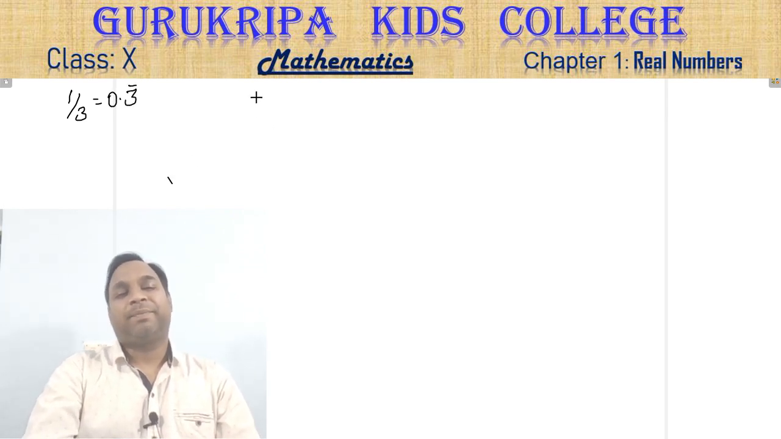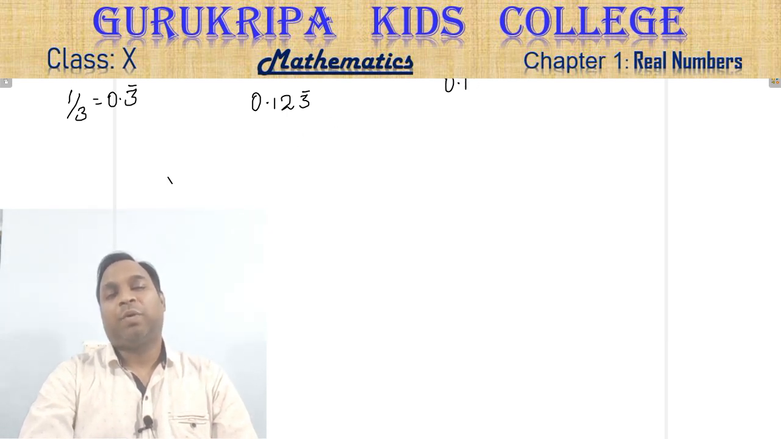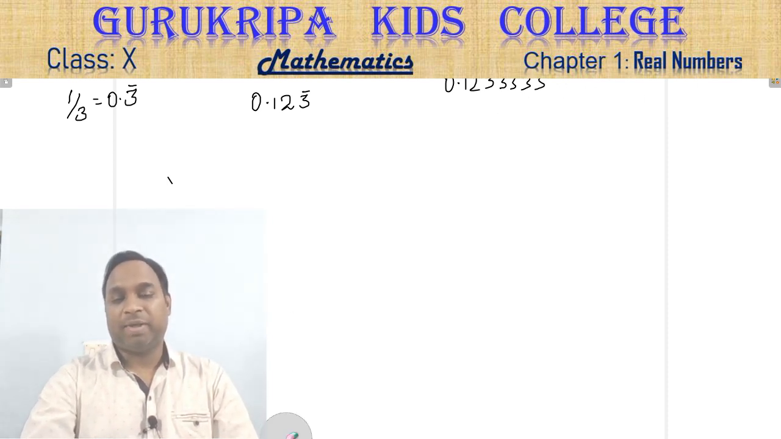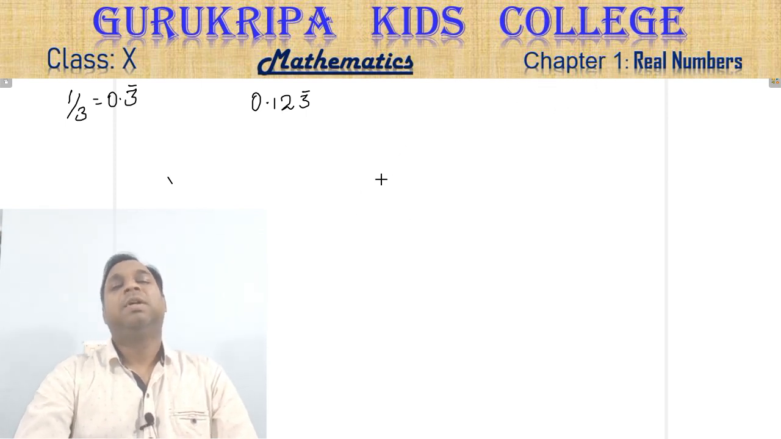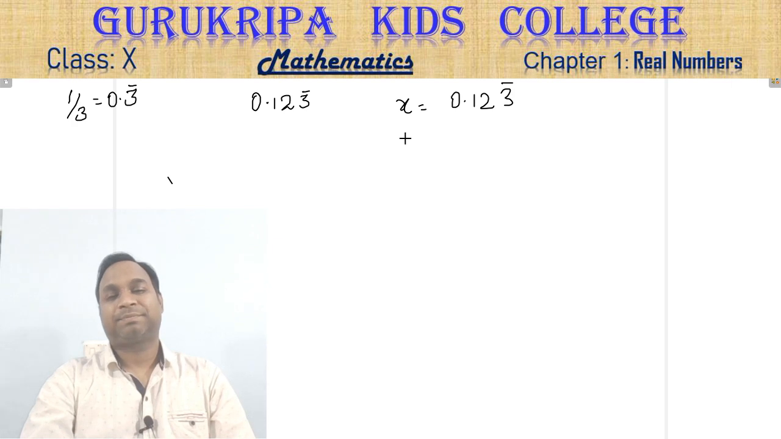Other number, let's take 0.12 is not repeating and then after that 3 is repeating now. So what is this number like? 0.12 and then 3 comes on repeating. This is recurring. There is some pattern. We can figure out the pattern. That is the number now. So let us assume x is equal to 0.123 will repeat now. Isn't it?